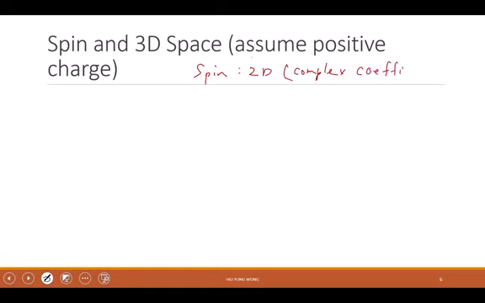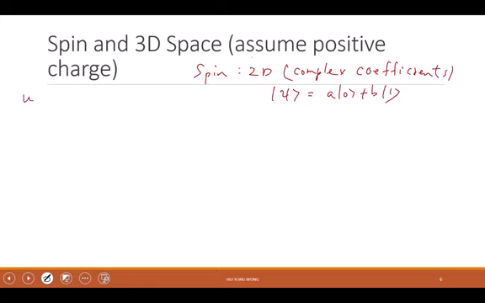Unlike the 2D space on my table, it has complex coefficients. So any state in this spin space must equal A times 0 plus B times 1. It only has two basis states. That's why it is 2D. So how is it related to the 3D? That is because the way we measure the spin is through the energy.